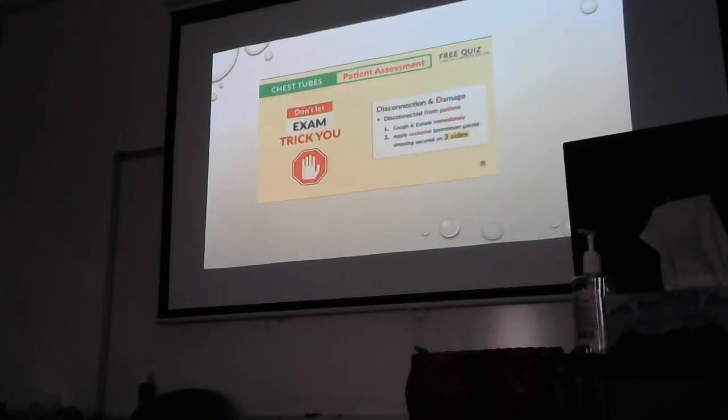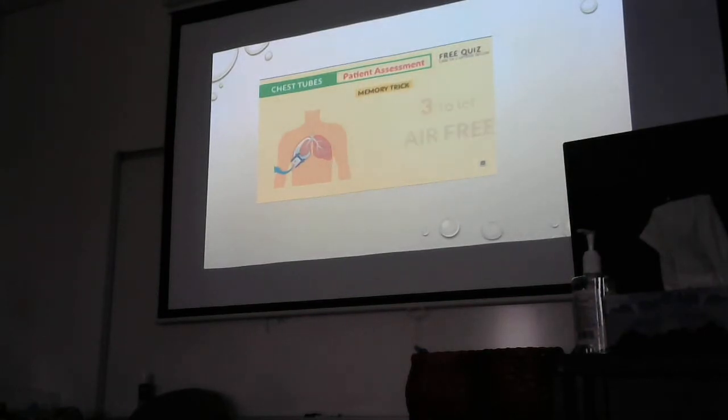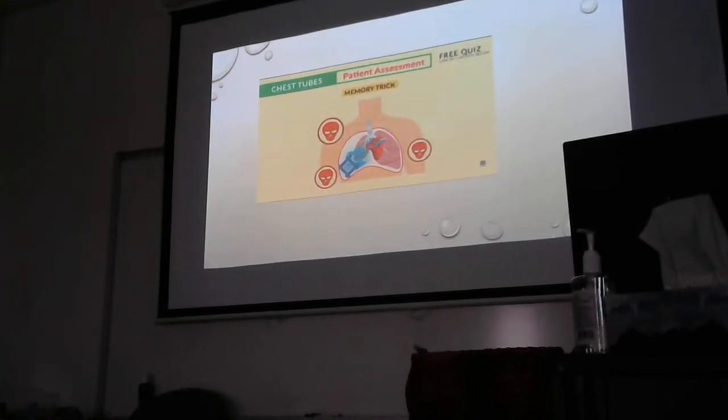Now, don't let the NCLEX trick you here. 3 sides only. This allows air to escape upon exhalation, basically when we breathe out. So the memory trick, only take 3 to let the air free. A lot of students get this wrong and choose to take 4 sides, which does not allow air out. So pressure can build up inside the chest, causing that deadly tension pneumothorax. Basically so much air pressure that it can push all the organs to one side, even the trachea, that windpipe, and eventually collapse the good lung.